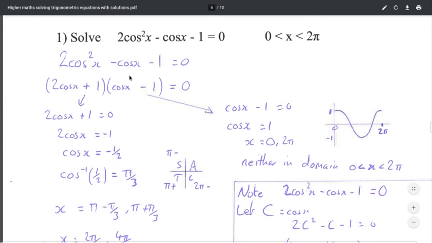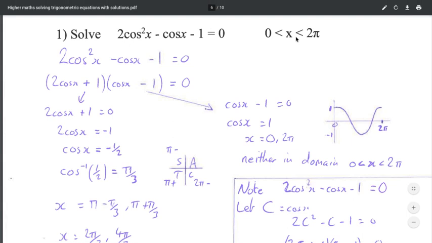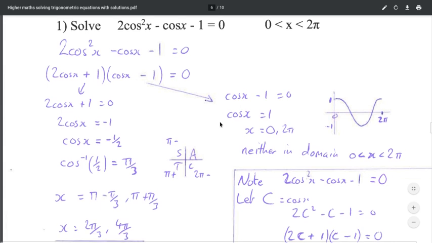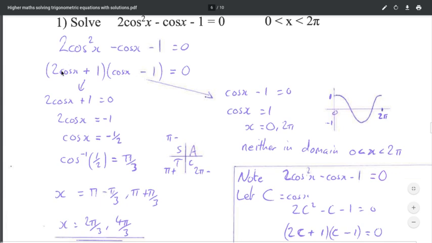So let's have a look at number 1. Working in radians, always have a look to see if you're working in radians or degrees, that's important. So we have 2 cosine squared x minus cosine x minus 1 equals 0. So at the start of each bracket, I will have to have a 2 cosine x and a cosine x, because 2 cosine x multiplied by cosine x equals 2 cosine squared x.